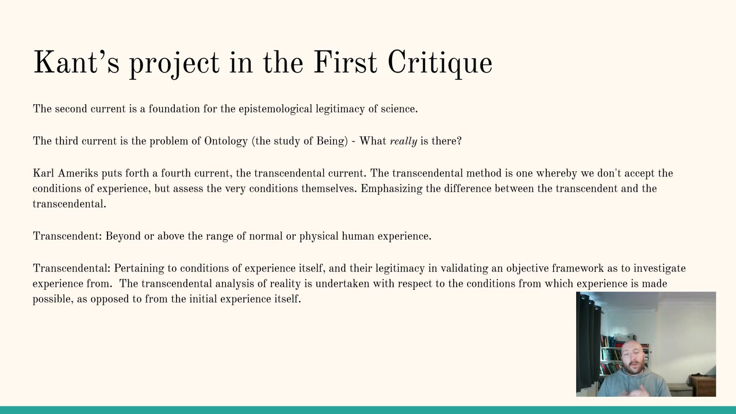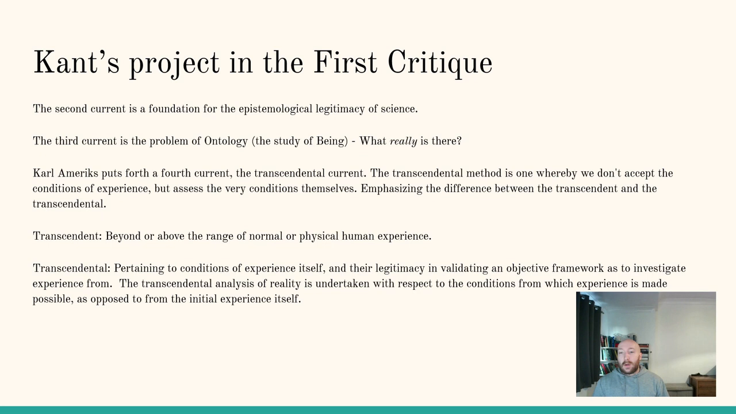Now, the problem with this Lockean view is, of course, we've all defined it as a phone, or we've all defined it as a chair, but we all still understand that there's this very essence of the thing which we haven't actually got to. So the question then of this third current of ontology is, well, what's really there? Anyone who's glanced at Kant, played around with Kant, read Kant before, will understand we're talking about the noumena.